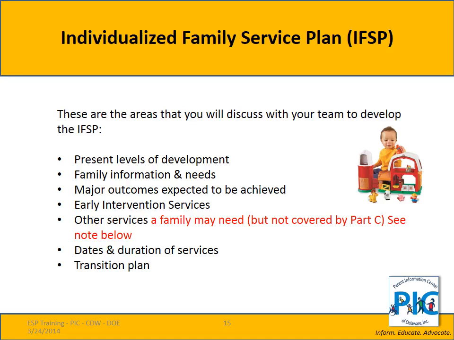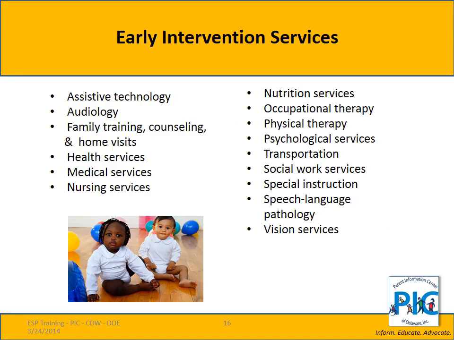These are the following areas that you will discuss with your team: present levels of development, family information and needs, major outcomes expected to be achieved, early intervention services, other services a family may need but are not covered by Part C, dates and duration of services, and a transition plan. Early intervention services may be provided in the following areas: assistive technology, audiology, family training, counseling and home visits, health services, medical services, nursing services, nutrition services, occupational therapy, physical therapy, psychological services, transportation, social work services, special instruction, speech-language pathology, vision services.